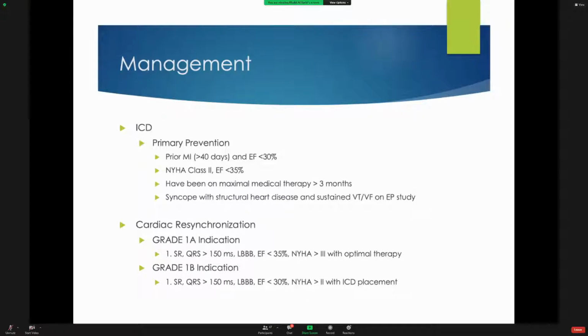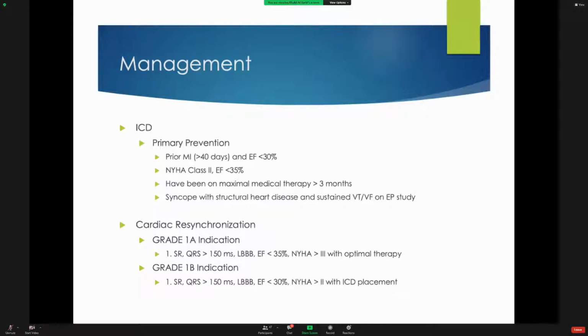fraction less than 30%. We will put an ICD to prevent death, because with low EF in ischemic cardiomyopathy, those patients are prone to death because of arrhythmia. If the patient has NYHA class 2 and ejection fraction less than 35%, if the patient has been on maximal medical therapy for 3 months and still the ejection fraction is less than 30, you have to give them an ICD.